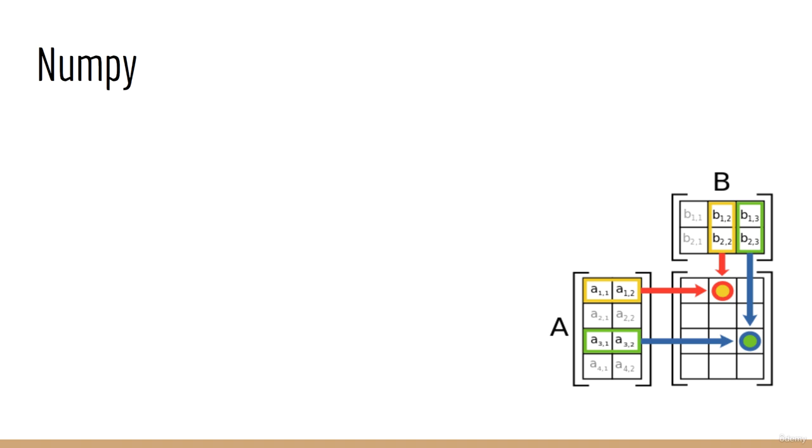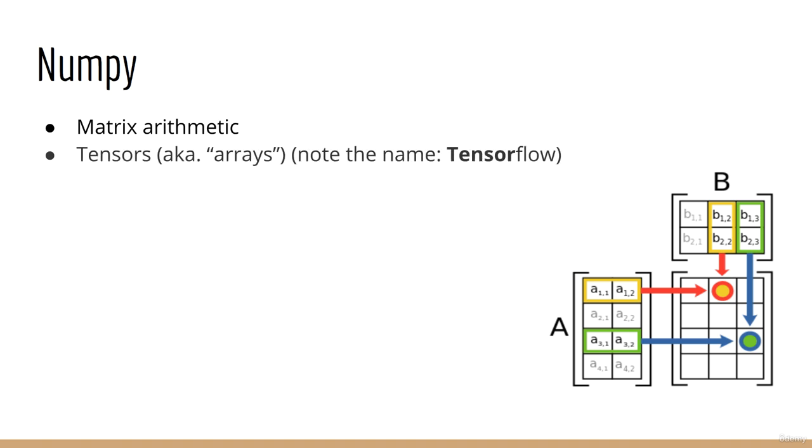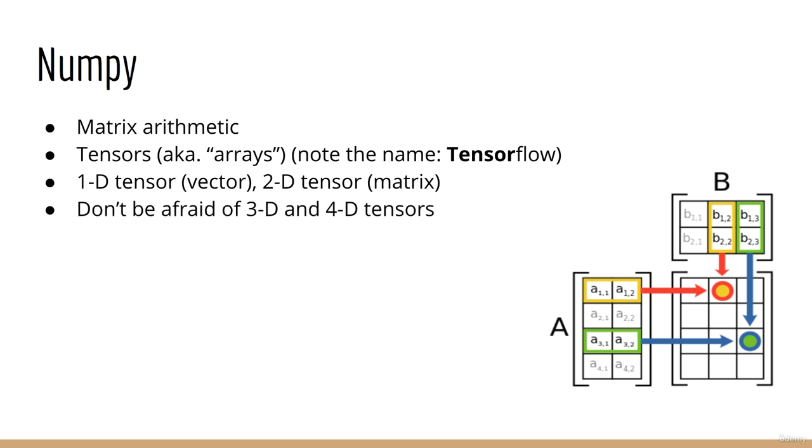For Numpy, I essentially want you to know matrix arithmetic. In deep learning, we work with tensors, which might sound scary, but we actually just mean array, like a regular old programming array. And if you've been paying attention, the name TensorFlow actually includes the word tensor in it, so you know that it's going to come in handy. Tensors, or if you prefer, arrays, can have any number of dimensions. We have special names for one-dimensional tensors and two-dimensional tensors, which we call vectors and matrices, respectively. But you should not be afraid if you see a 3D tensor or a 4D tensor.